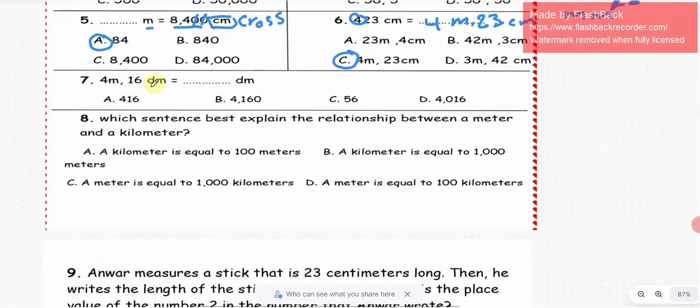4 meters and 16 decimeter, 2 numbers, so I'm gonna add them together, but change meter to be decimeter. Meter is big unit. When we go to the small unit, we put 1 0. So 40 plus 16, add them together, 0 plus 6 equals 6, and 4 plus 1 equals 5, 56.